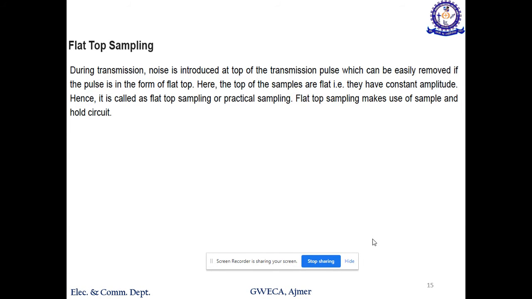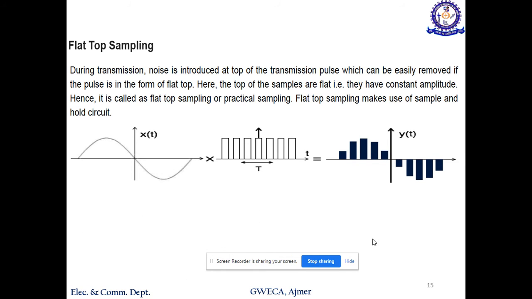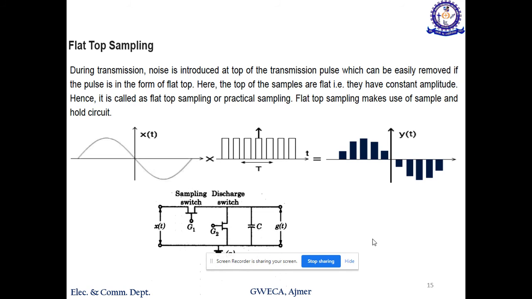Last one is flat top sampling. What is flat top sampling? Flat top sampling is very similar to natural sampling, but in natural sampling, the output naturally follows the input waveform. In flat top sampling, the output waveform is rounded off. We will round off the output top. For this purpose, we use this switch circuit. XT, G1, G2 are two switches. One is a sampling switch, one is a discharge switch, and a capacitor is needed.